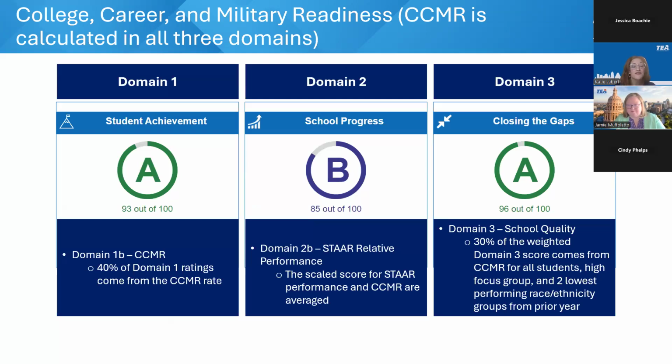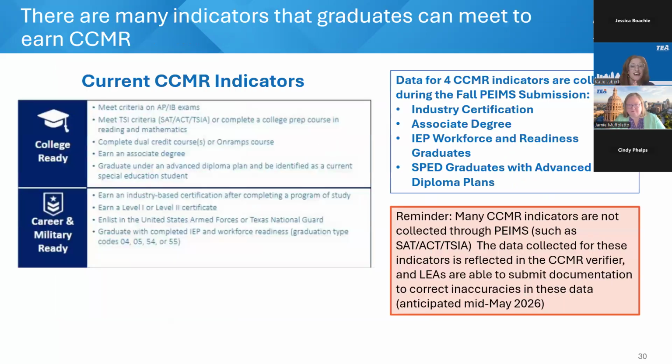So for the fall submission, there are 4 specific indicators that tie directly into CCMR and ultimately will impact your CCMR rating. So those 4 that are collected during the fall submission are the industry certification, associate degrees, the IEP workforce and readiness graduates, and then the special education graduates with advanced diploma plans. And so those are the 4 we're really going to be digging into today.